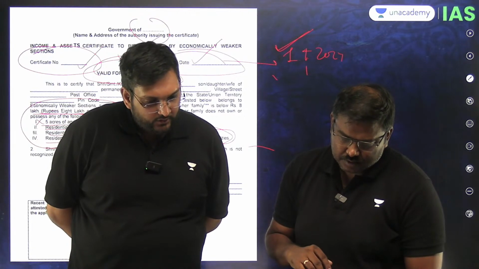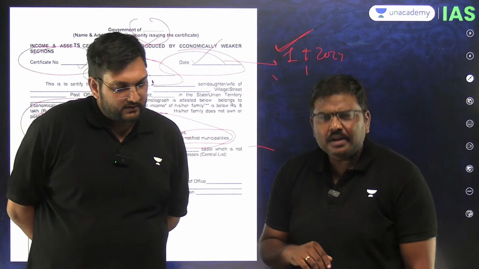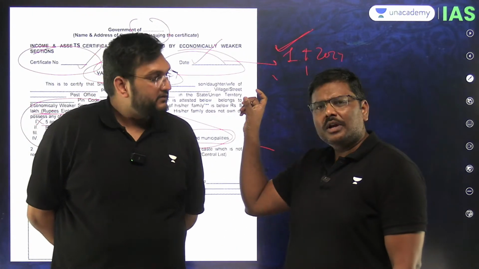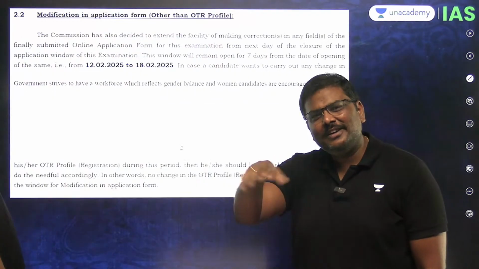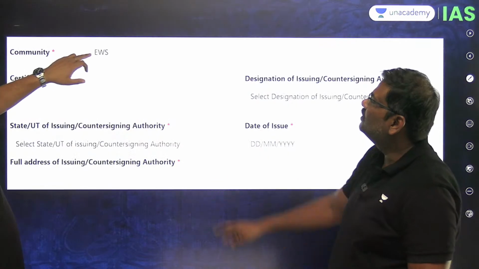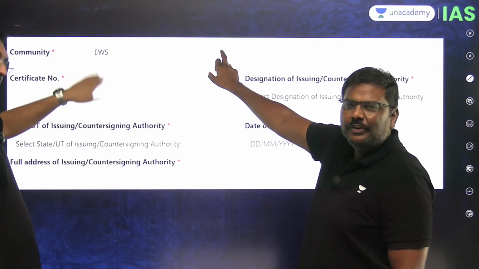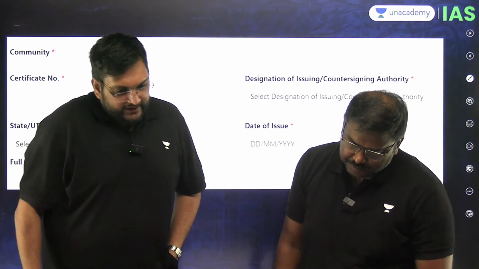The name of the issuing authority is not mentioned on the DMC. How to apply generally without any reservation? When you are applying generally, they will ask you which category. You simply use general. That's it. Here there would be an option, Category, Community. It will drop down. Instead of EWS, one option will be general. You can choose that.